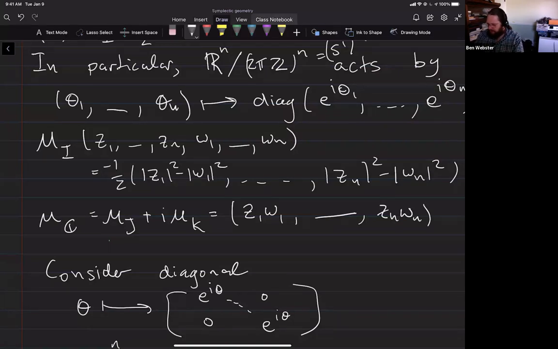And then if I look at the complex moment map, what I get is this very different looking formula. I get z_1 times w_1 as complex numbers, and all the way down to z_n times w_n as complex numbers. Of course, I could get mu_j and mu_k separately by taking the real and imaginary parts of this expression. So this is essentially taking the dot product of these two vectors, and then I can take its real and imaginary parts.